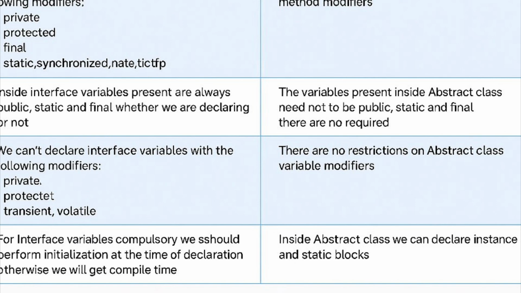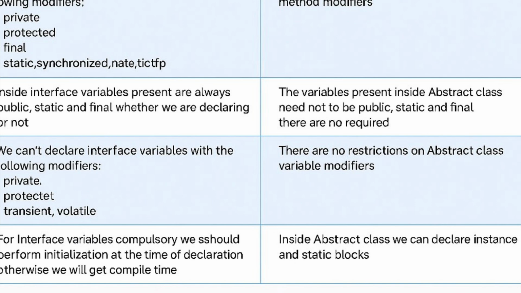Point 5. Variable modifier. In an interface, you cannot use modifiers like private, protected, transient or volatile for variables. But an abstract class gives you complete freedom. You can use any modifier for variables as needed.